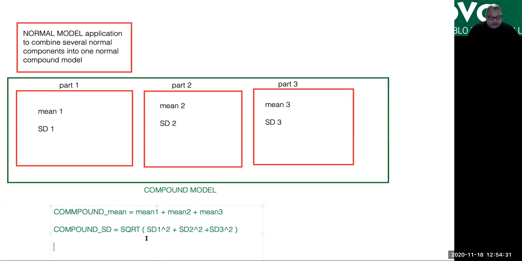And one caveat is you have to make an assumption. You must assume that the three parts are independent of each other. Otherwise, there are correlation factors between the three parts that have to be accounted for.